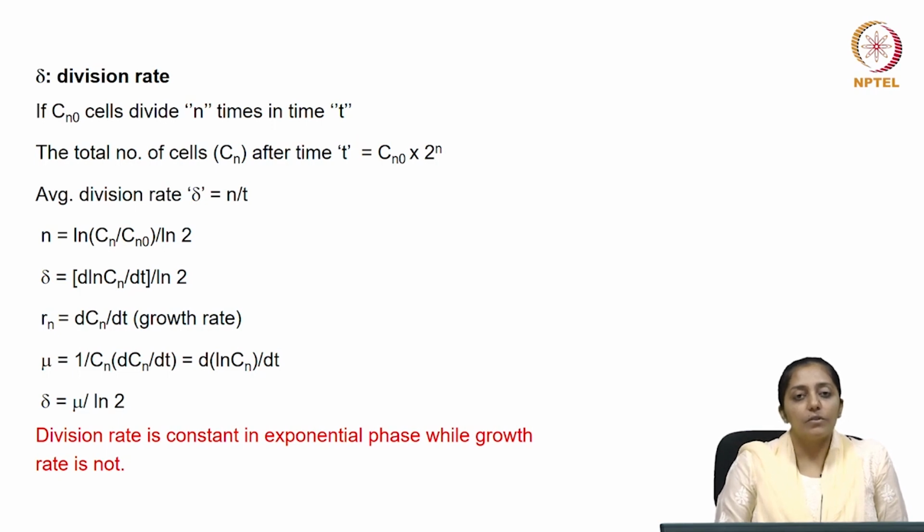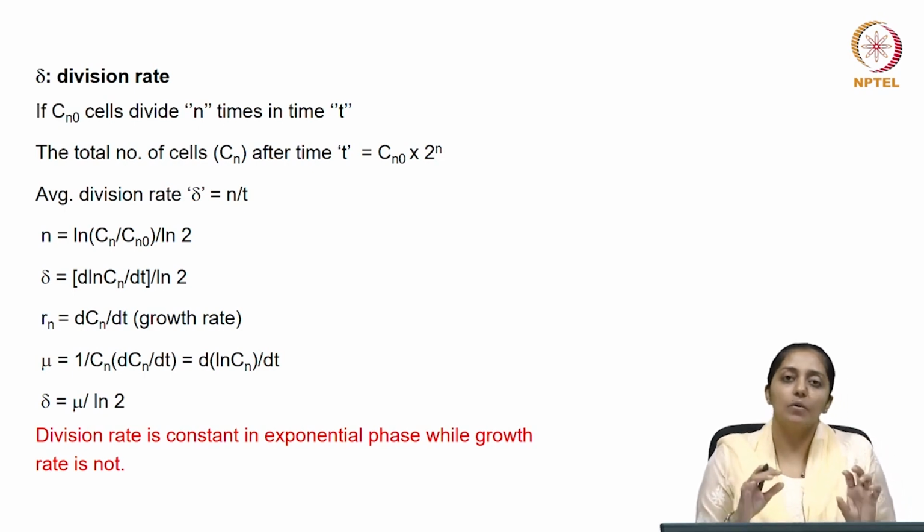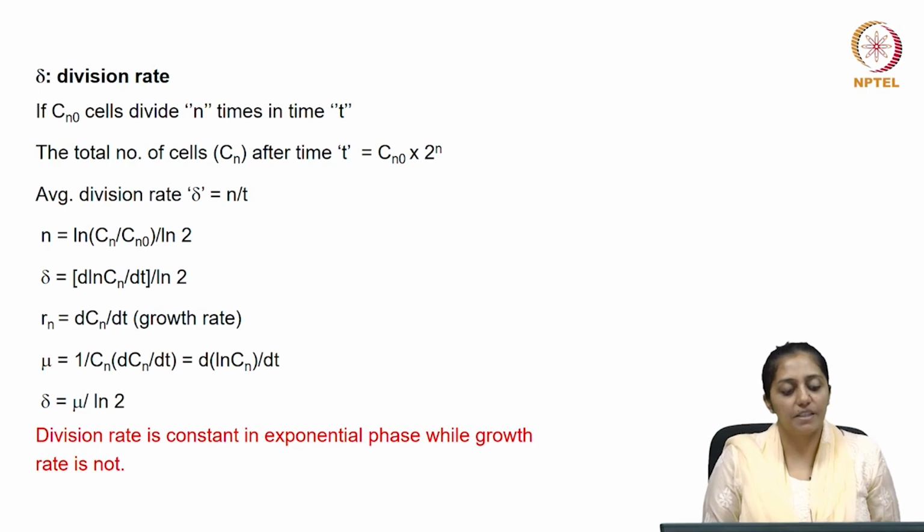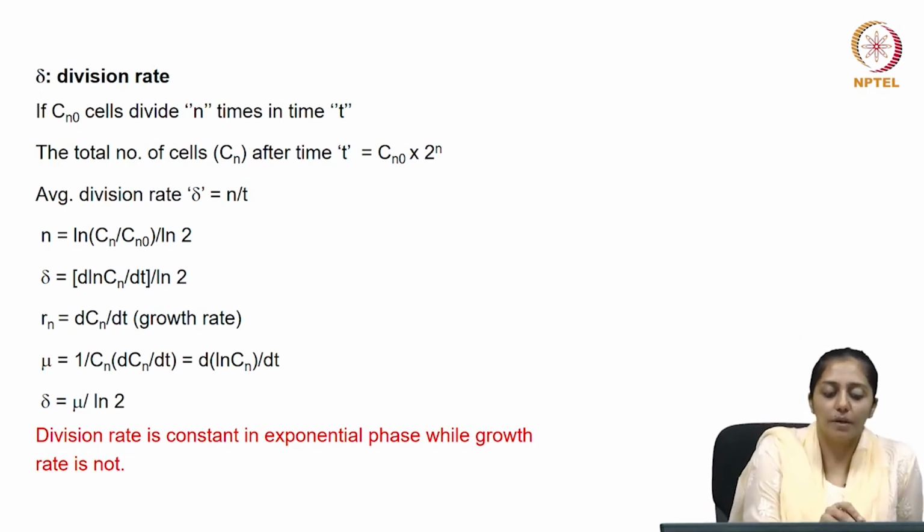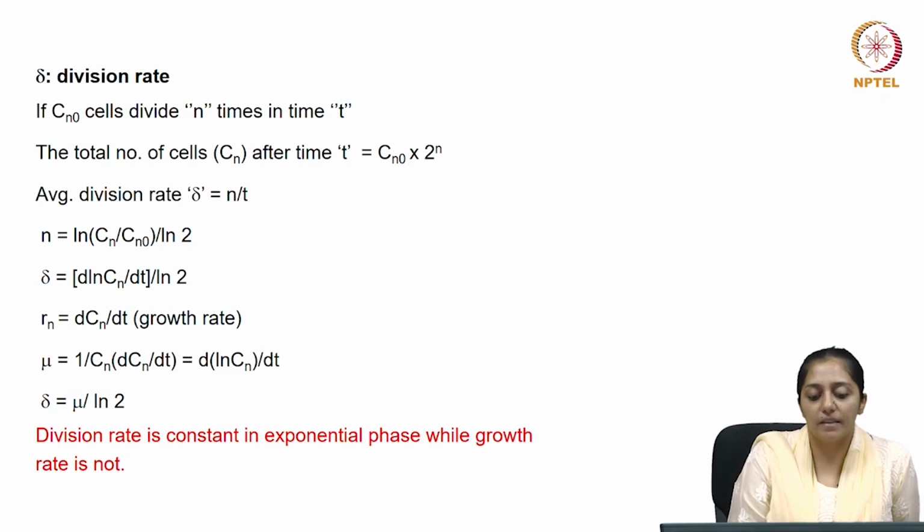Now, let us also see how the division rate is correlated with the specific growth rate. You remember I spoke about division, that during the accelerated growth phase the division rate of the cell becomes its maximum, and during the exponential phase the division rate is maximum and the growth rate increases. Now, let us try to see a correlation between the division rate and the specific growth rate. So, if Cn naught are the cells initially present and they are dividing n times in time t. You can see on the slide.